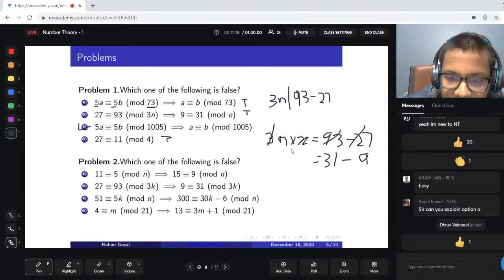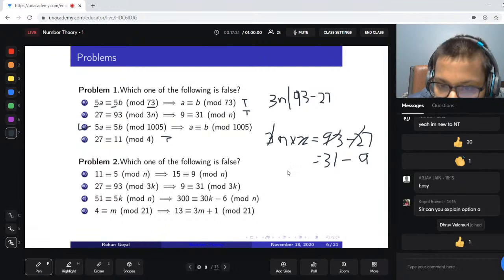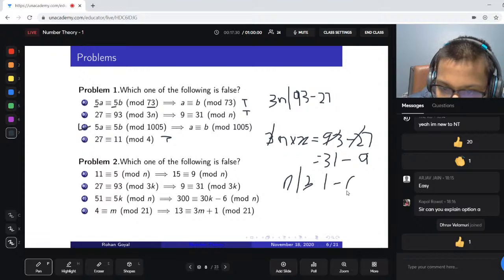Okay, back to the second problem. We have 3n divides 93 minus 27. So you can see this is saying 3n into x equals 93 minus 27. Now, if I divide both sides by 3, I can say 9 into x equals 31 minus 9. So n into x equals 31 minus 9, which means that n divides 31 minus 9, which is the same as saying this, right?